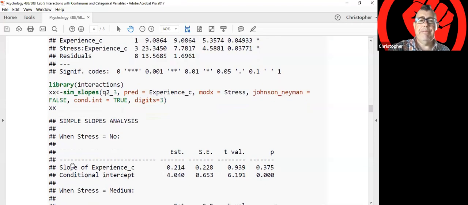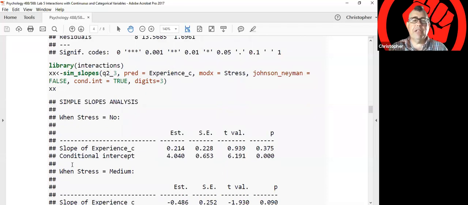So the first piece that we get in our simple slopes analysis is when stress equals no, people in the no stress condition. Here's the relationship between experience and number of errors, and we can see that that's not significant. One thing that's a little bit confusing in this output is you get an intercept. Don't worry about the intercept. That's just asking whether the mean number of errors deviates from 0, which isn't really an interesting question in this context. So slope of experience when stress equals no is not significant.